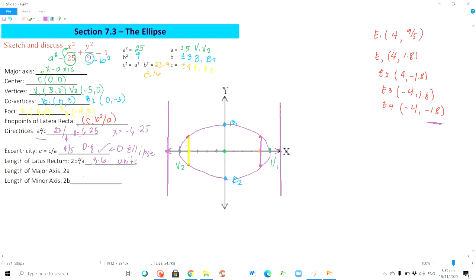Now, for 2a, 2 times, what is your a? 5. Then you have 10 units. And the minor axis is 2b, with b equal to 3, so that's 6 units.